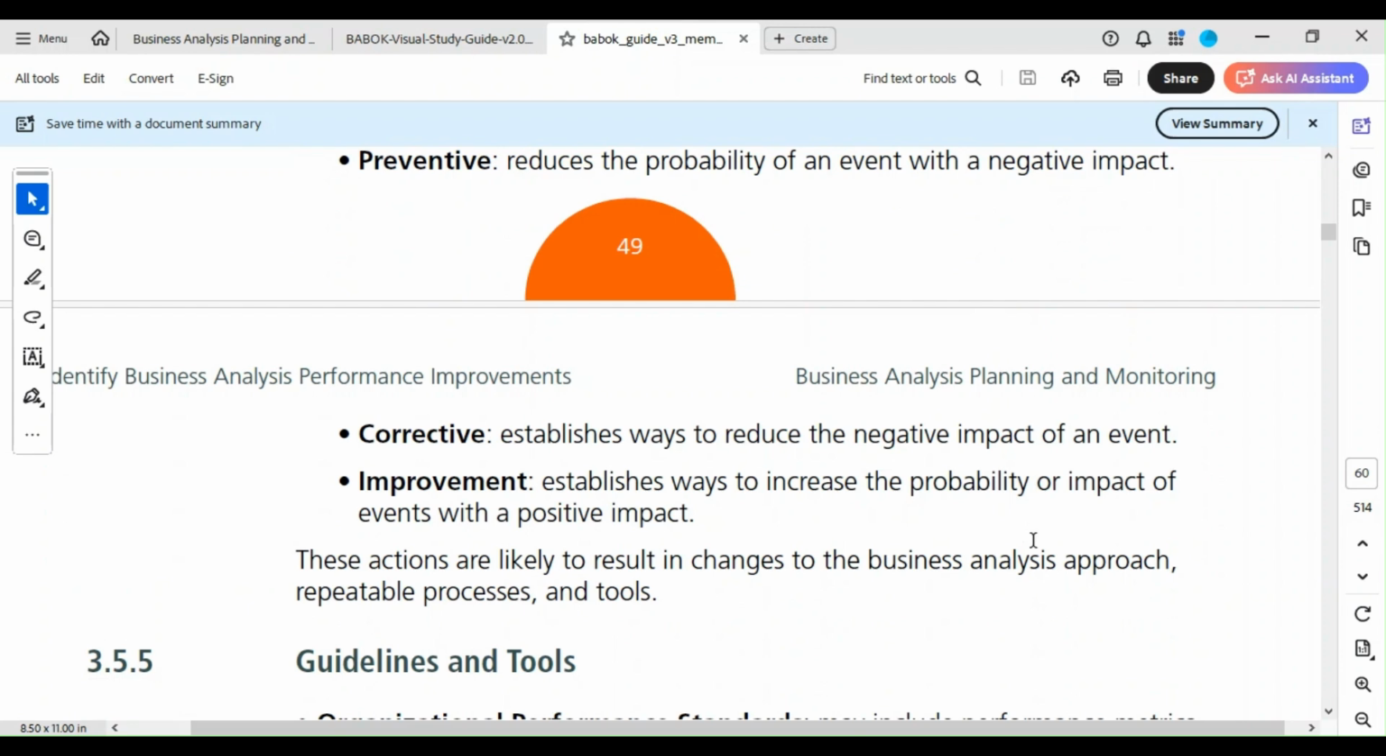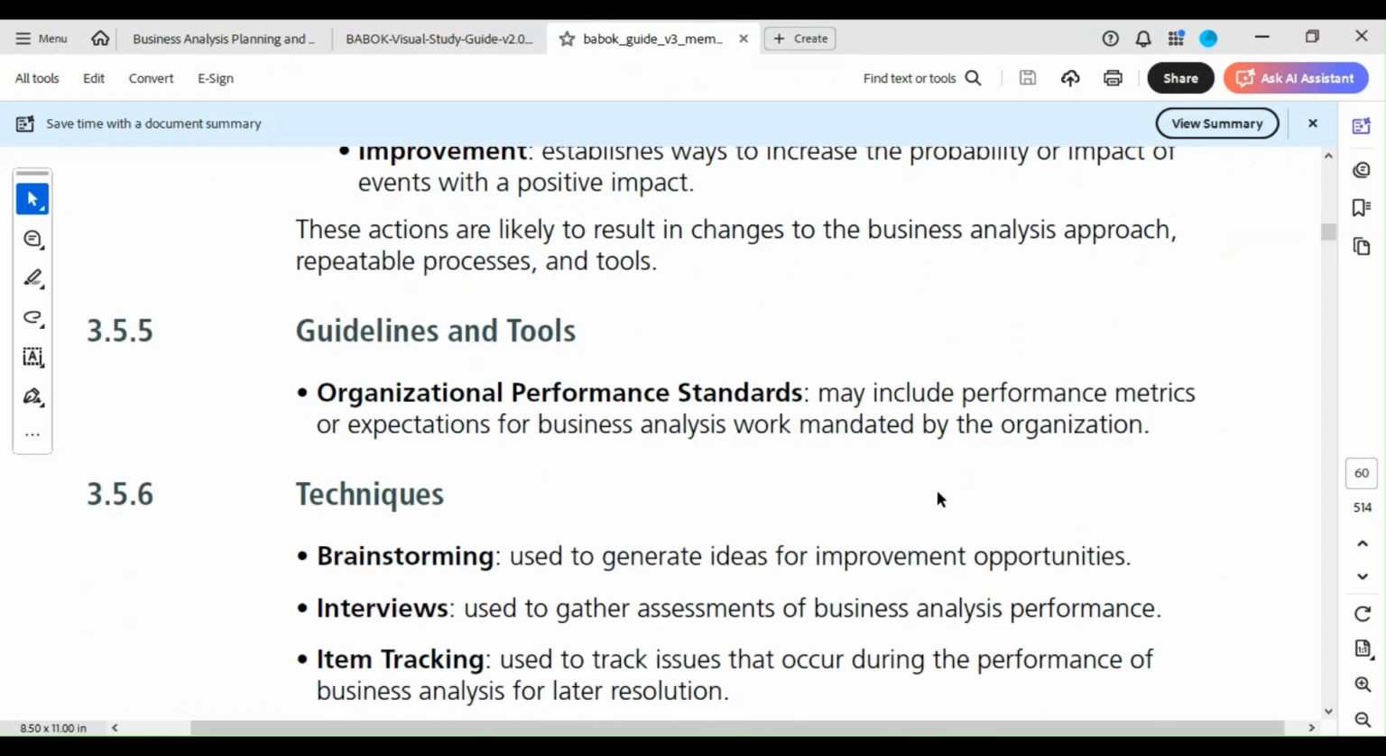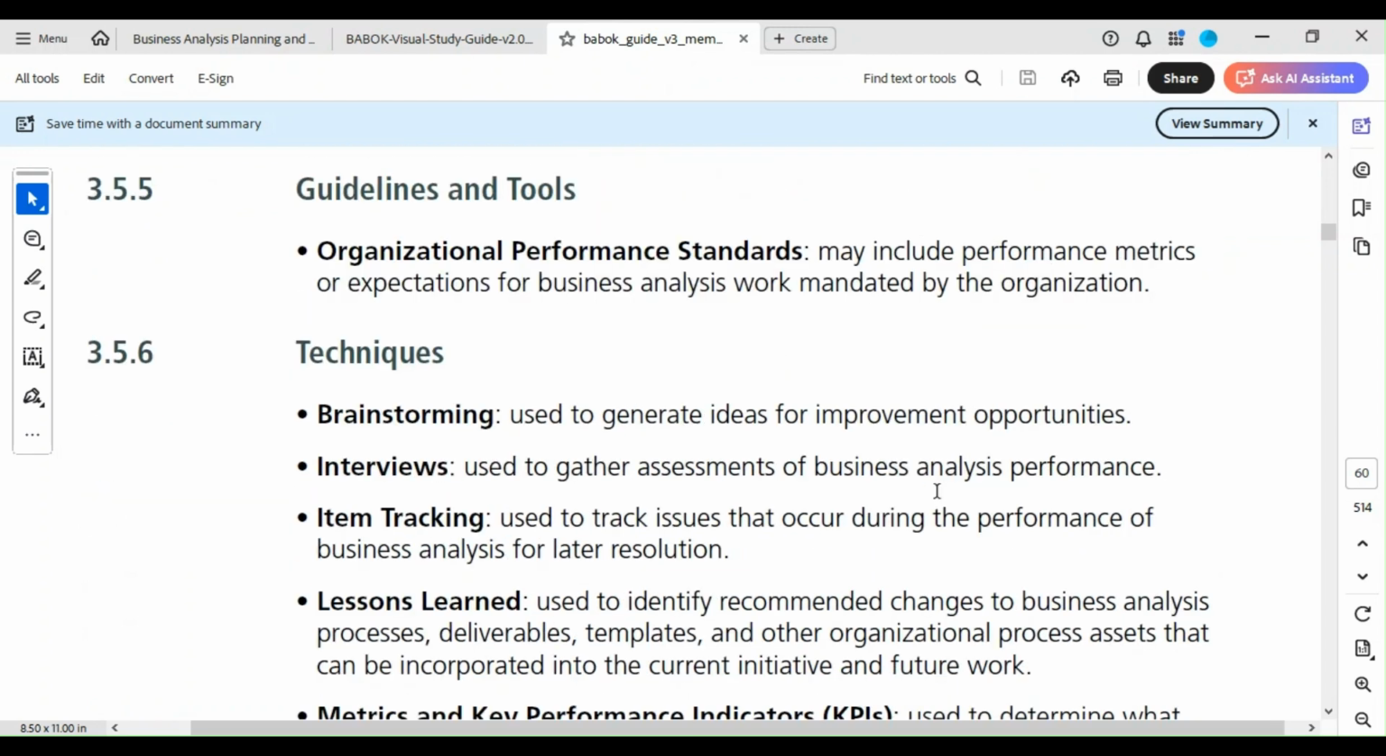So remember that they say that at the end of whatever analysis you're doing, it acts as a guideline for you for other projects or for other steps you want to take. So for our guidelines and tools, organizational performance standards may include performance metrics or expectations for business analysis work mandated by the organization.